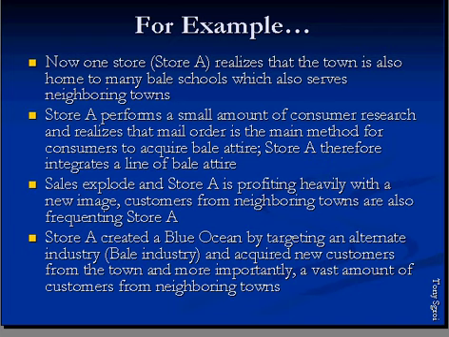Now, one store, let's call it Store A, realizes that the town is also home to many ballet schools, which also serve neighboring towns. Store A performs a small amount of customer research and realizes that mail order is the main method for consumers to acquire ballet attire. Store A therefore integrates a line of ballet attire. Sales explode and Store A is profiting heavily with a new image. Customers from neighboring towns are also frequenting Store A. Store A created a blue ocean by targeting an alternative industry, in this case the ballet industry, and acquired new customers from the town and, more importantly, a vast amount of customers from neighboring towns.